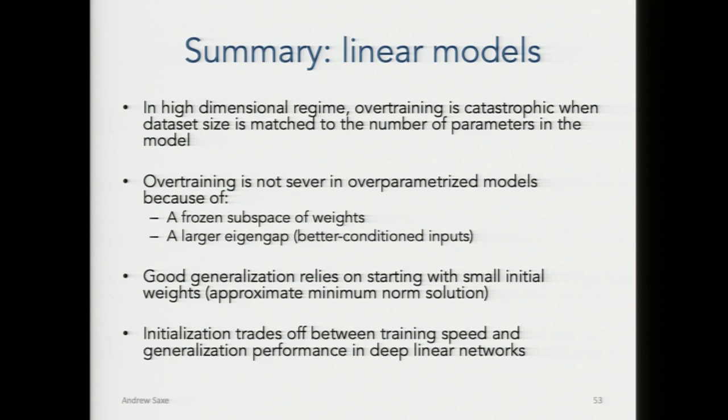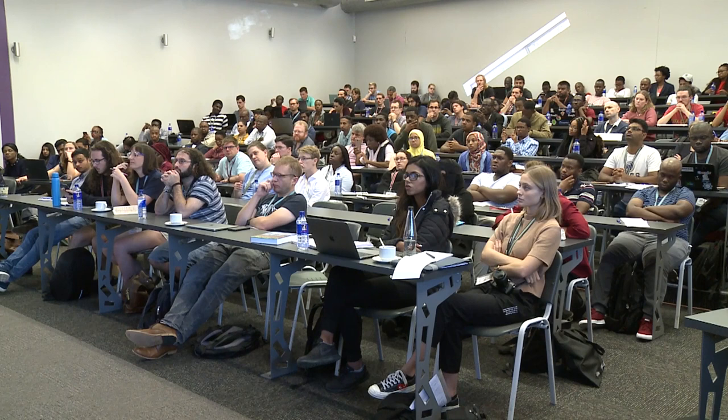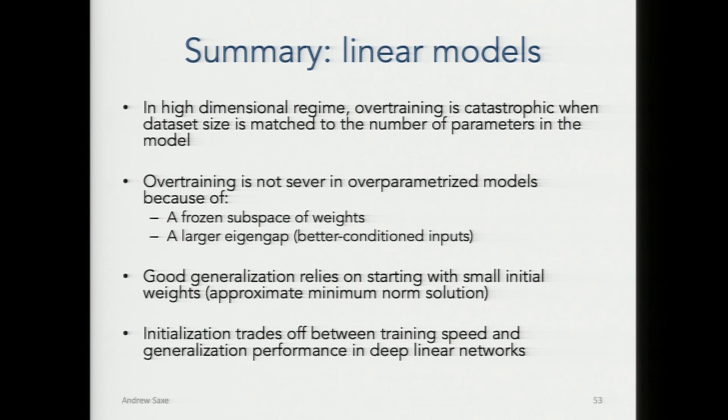So to summarize the view that's emerging from these linear models, in this high-dimensional regime, overtraining is only catastrophic when the data set size is matched to the number of parameters in the model. And you can make a model bigger or smaller to combat that. And the overtraining is not severe, principally because of this frozen subspace of the weights, where at least you're not going to overtrain, and this larger eigengap, meaning better conditioned inputs. And possibly, if you're lucky, this realizability advantage, if your model actually is complex enough to implement the exact function you're looking for. But in order to ensure that you're doing well in the high-dimensional regime, you have to start with small weights. That is part of the regularization that you're supplying. And I've shown you that that, in certain cases, might trade off with the training speed. OK, so that's the picture emerging from linear models.